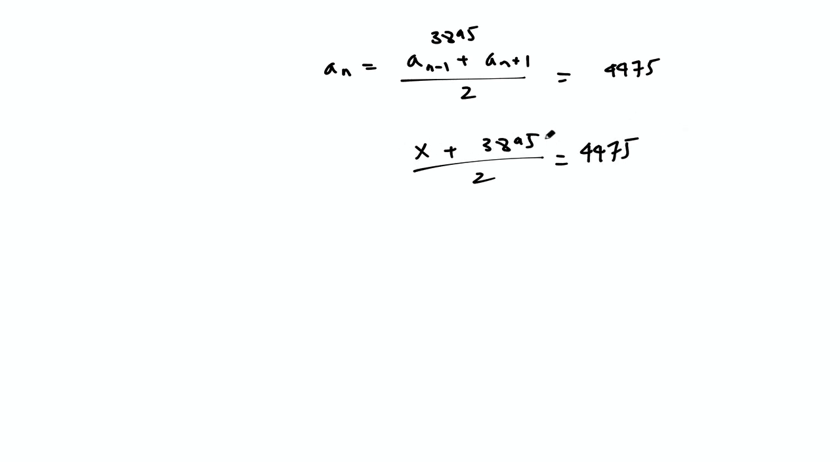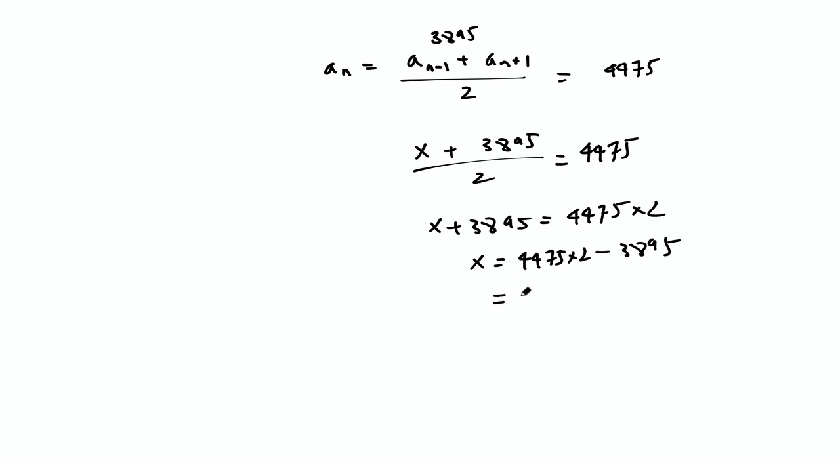Okay, so if we do this, multiply both sides by 2. So this is x + 3,895 equals 4,475 times 2. And then if I subtract 3,895 from both sides, right, I end up getting that the monthly salary of the other person is 5,055.